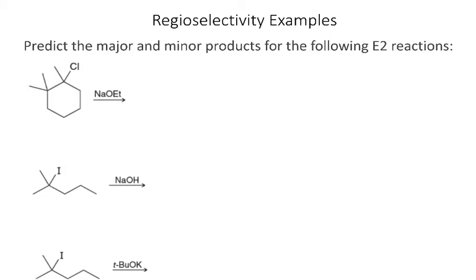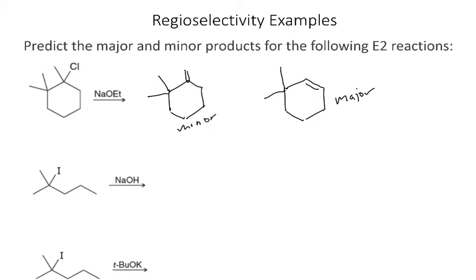And so my two products are there, or I can get the double bond here. Now, deciding which one is the major or minor product: we don't have a bulky base, and so we're going to prefer the more substituted alkene. And so this should be our major product. Well, this one should be the minor product.